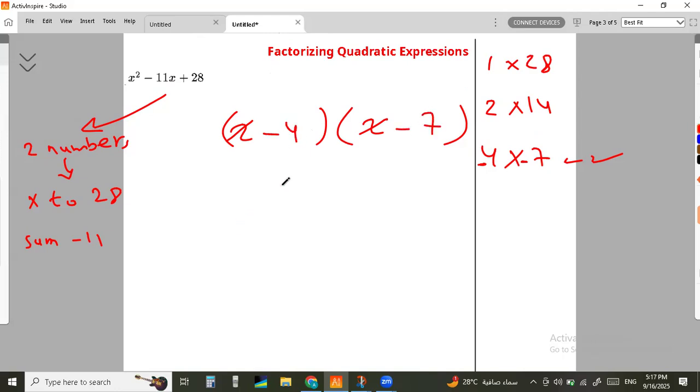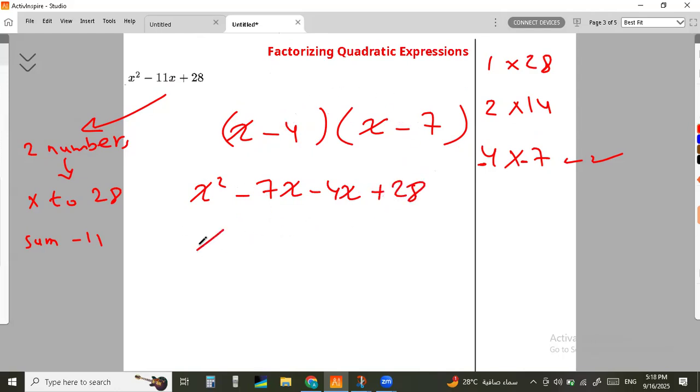That's it. You want to double check your answer? No problem at all. Expand. X times x is x squared. X times negative 7 is negative 7x. Negative 4 times x is negative 4x. Negative 4 times negative 7 is positive 28.